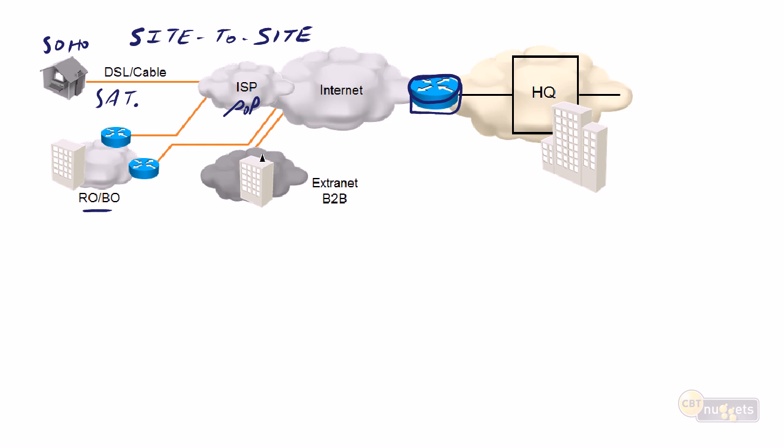The bottom line with site-to-site is each one of these particular locations has some type of device that terminates the IPsec VPN tunnel. So the peers are actually devices at these other sites. That's why we call it site-to-site.